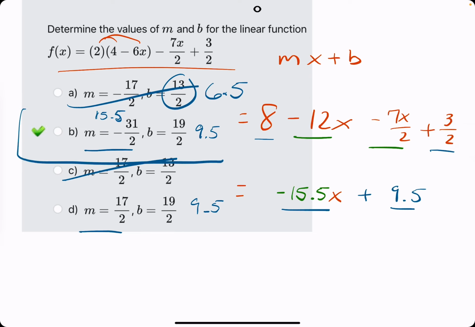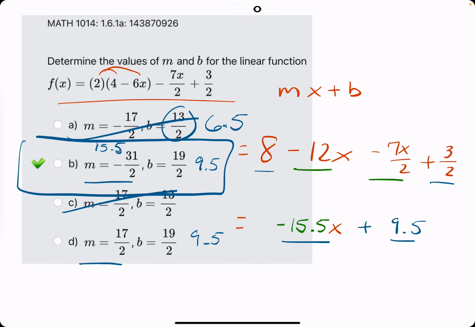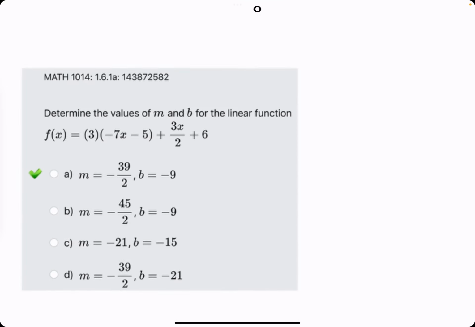Hope that makes sense. A little rough around the edges. I'm kind of just freestyling here. But I hope that makes sense. That's all there is to it. Let's do one more example.